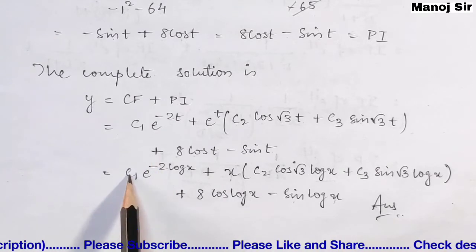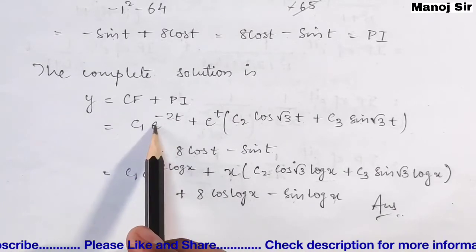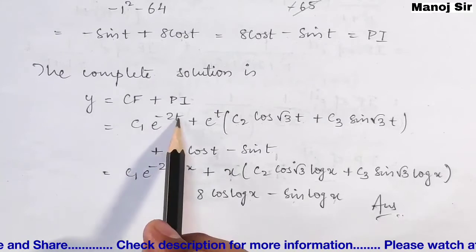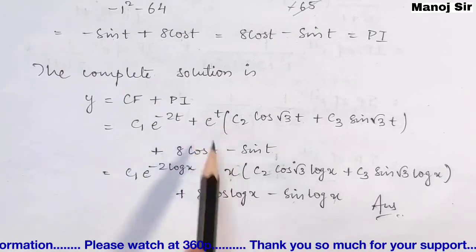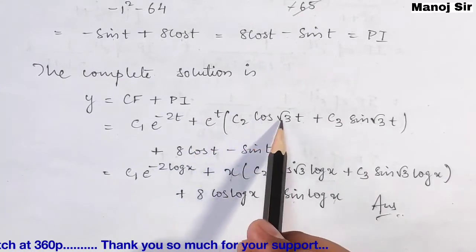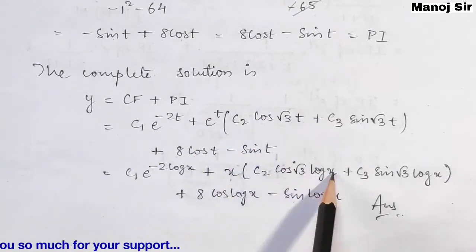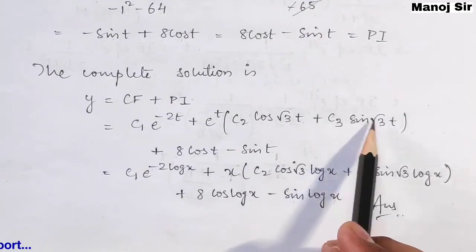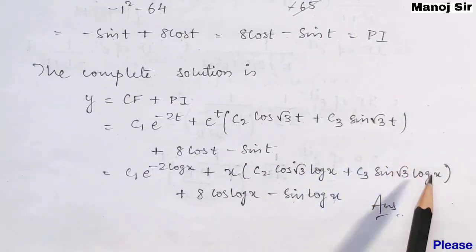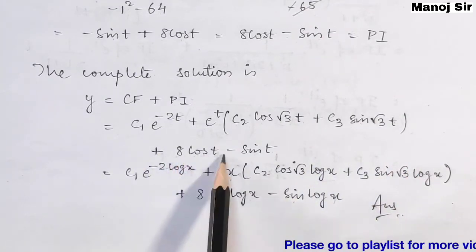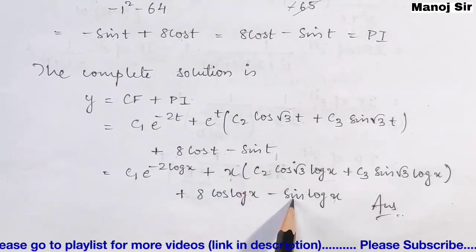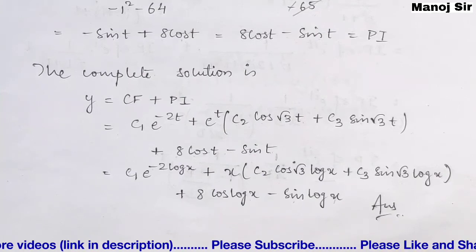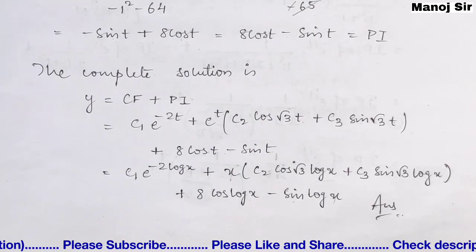After that, this will become c1 into, here we have e to the power minus 2t, t means log x, so e to the power minus 2 log x, plus what is e to the power t, that is x, c2 cos root 3 t, what is t, that is log x, c3 sin root 3 log x. Here we have plus 8 cos t, that is 8 cos log x, minus sin t, that is sin log x, and this is the final solution. Okay, thank you so much.